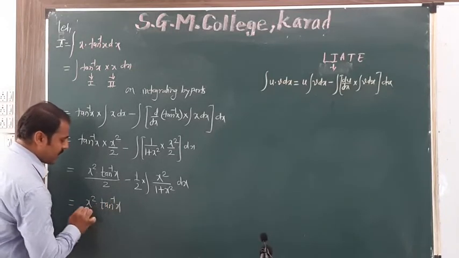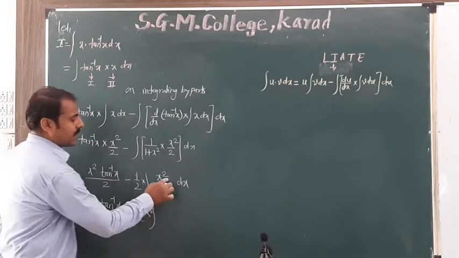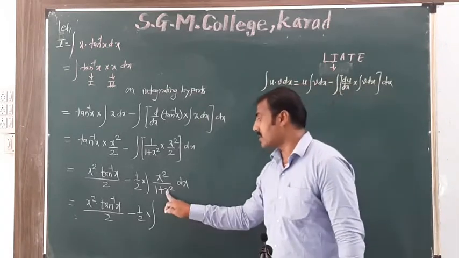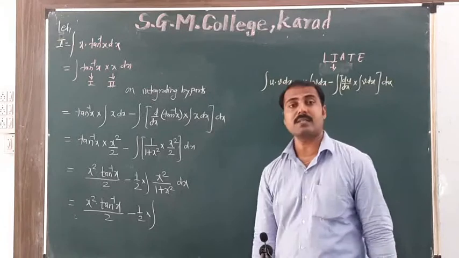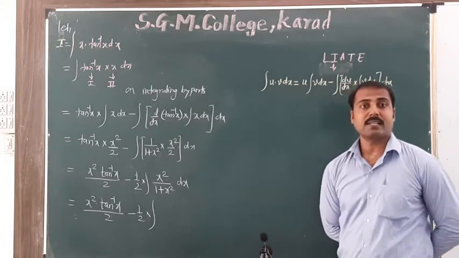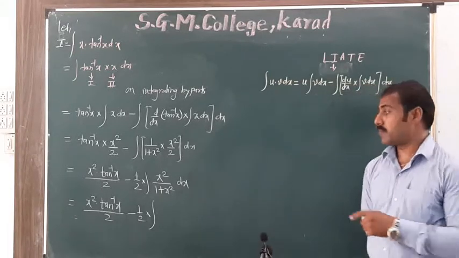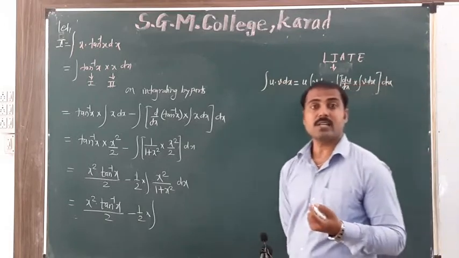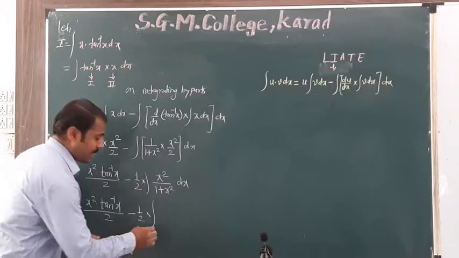which is equal to x square into tan inverse x divided by 2 minus 1 upon 2 into, look at here, degree of numerator is 2 and degree of denominator is also 2. Degree of numerator is 2, degree of denominator is 2, means it is an improper fraction. To find integration of an improper fraction, we convert that improper fraction to a proper fraction by actual division or adjustment. I can simplify this by the adjustment method.